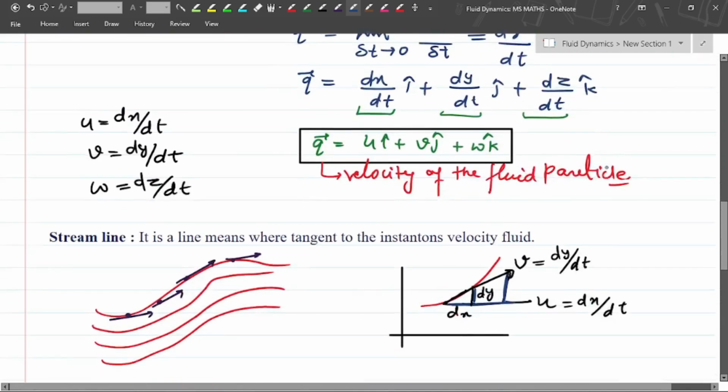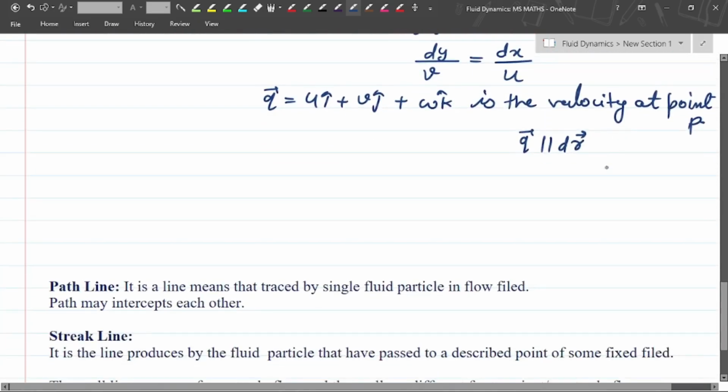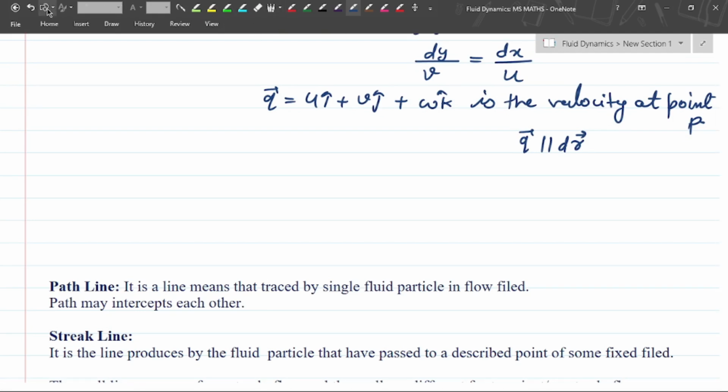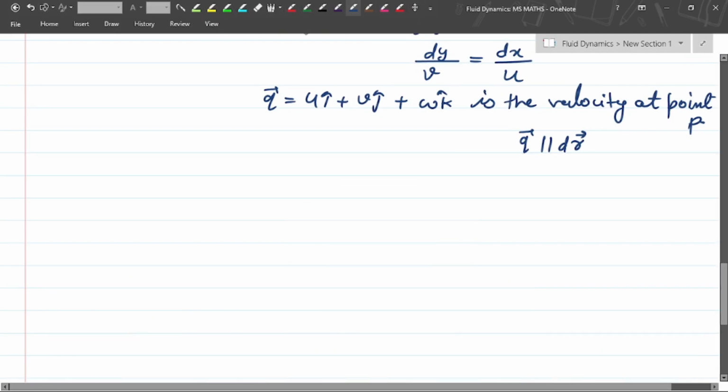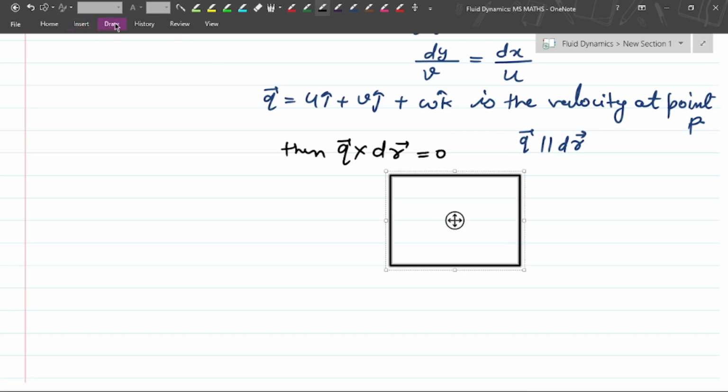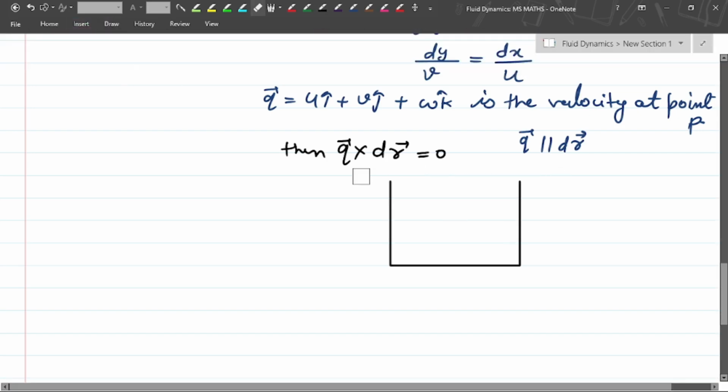So in vector calculus, if two vectors are parallel, then their cross product will be zero. So it is nothing but q vector cross dr vector is equal to 0. So we can find the determinant value, which will be i cap, j cap, k cap, u, v, w, dx, dy, dz, equal to 0.